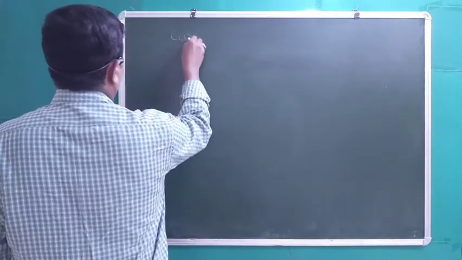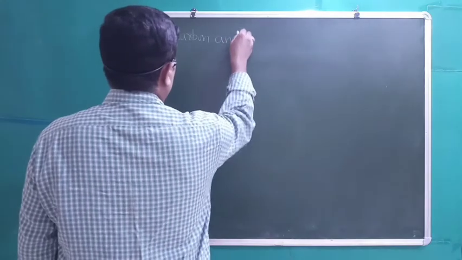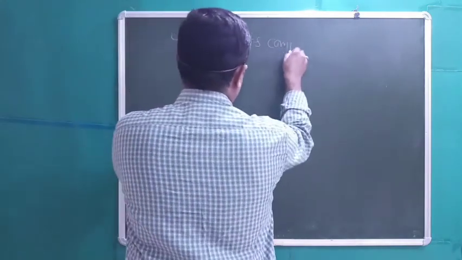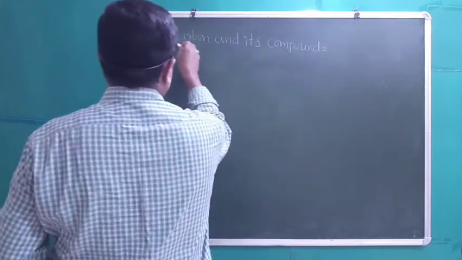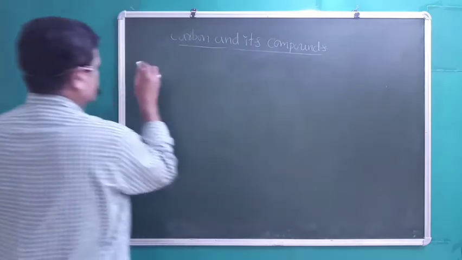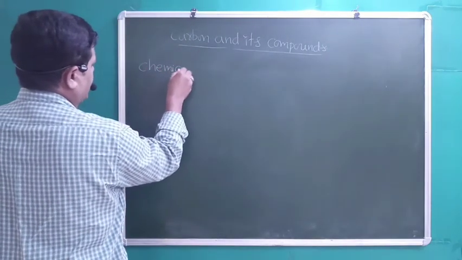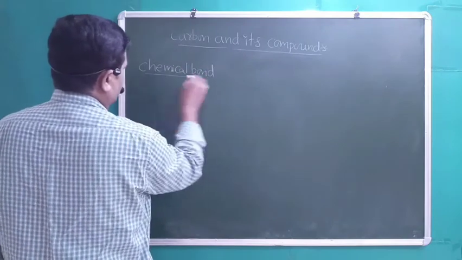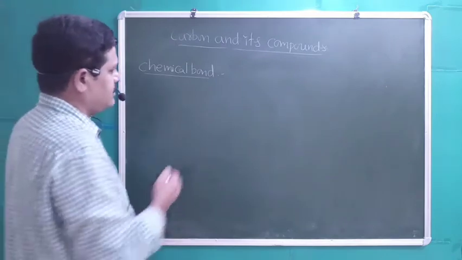We are discussing the chapter carbon and its compounds. Today we will learn about chemical bonding, that is mainly ionic and covalent bonds, right?